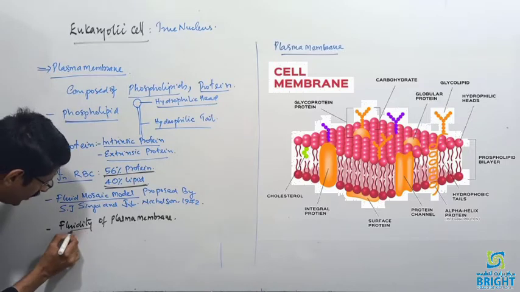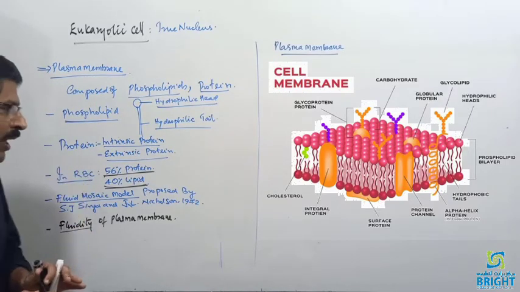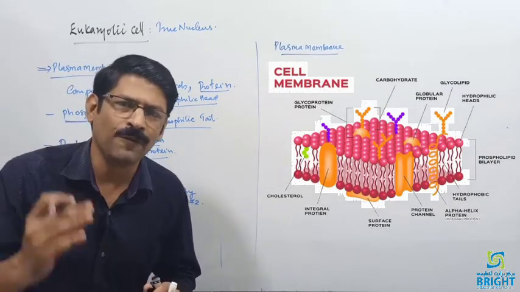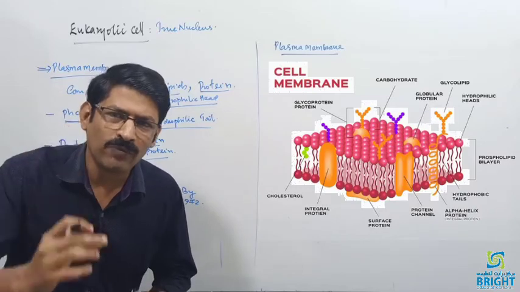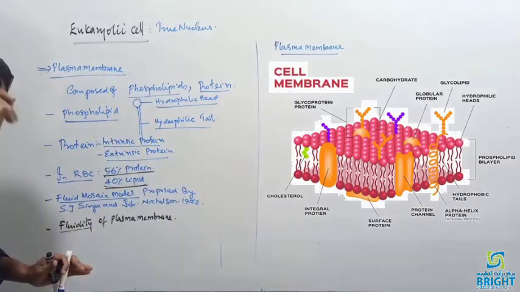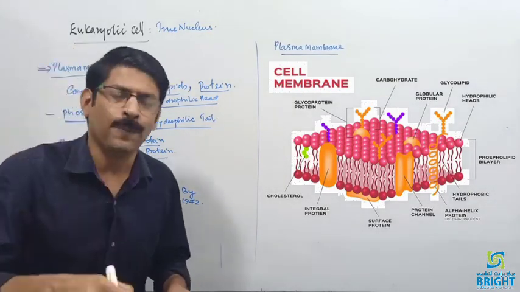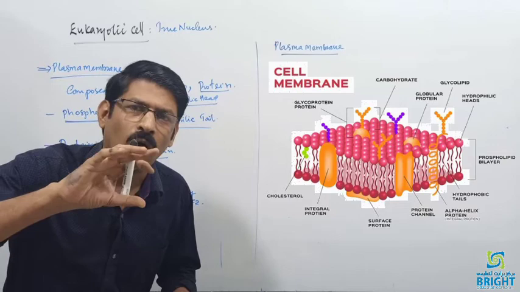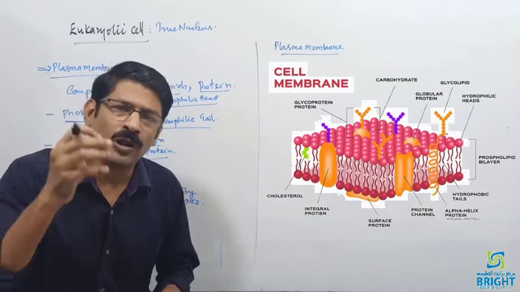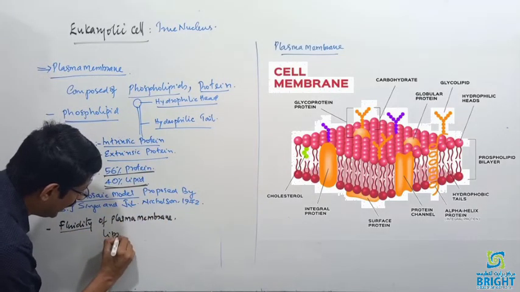What is the fluidity of the plasma membrane? According to the fluid mosaic model, the plasma membrane is a quasi-fluid membrane, and the phospholipid layer provides fluidity. Fluidity is the ability of protein molecules to undergo overall lateral movement in the lipid bilayer. So the fluidity is provided by the lipid bilayer.